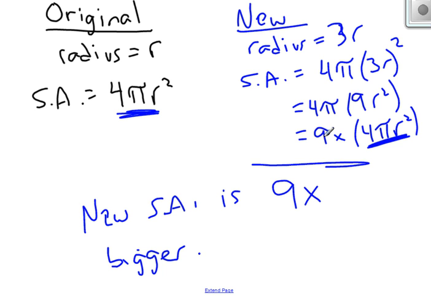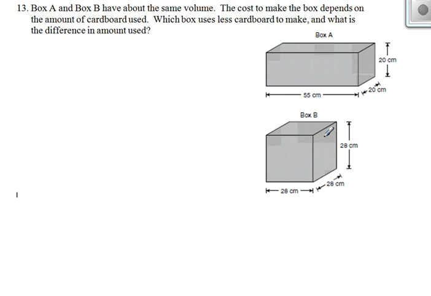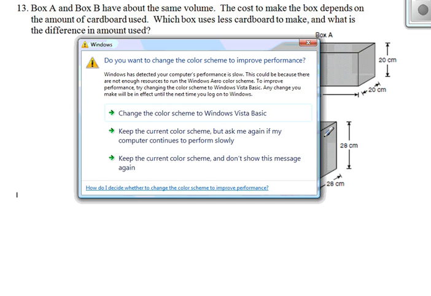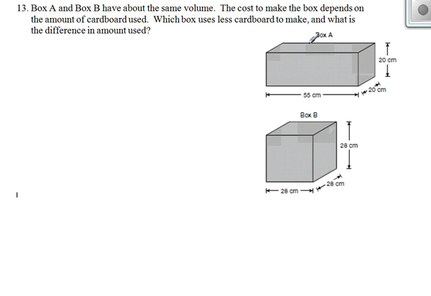One more question to go. Number 13. Box A and box B have the same volume. The cost to make the box depends on cardboard used. Which box uses less cardboard and what is the difference? So obviously if they have the same volume, this is not a volume question. We could certainly check length times width times height, length times width times height, but we don't have to. We can trust that they're the same volume. What we need to find is the surface area, because when you make cardboard into a box, you don't fill the box with cardboard. You fold the cardboard to make the box, and therefore it's surface area.